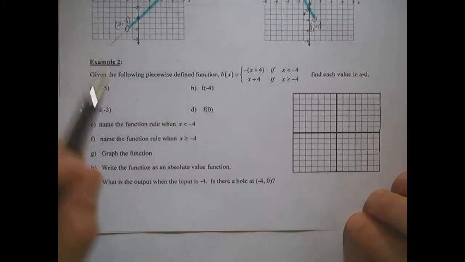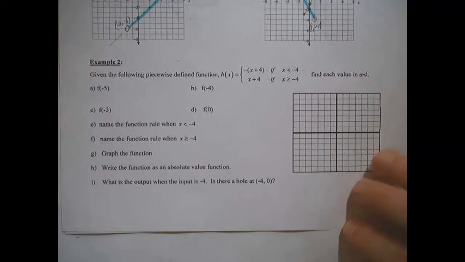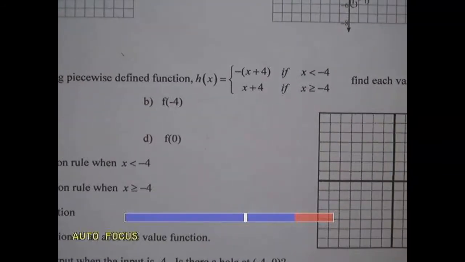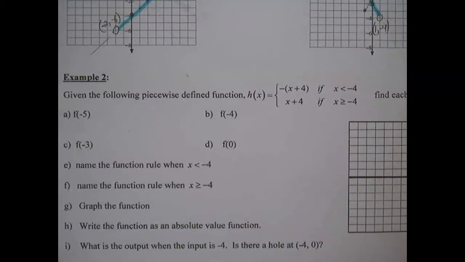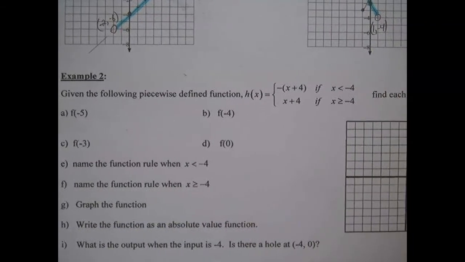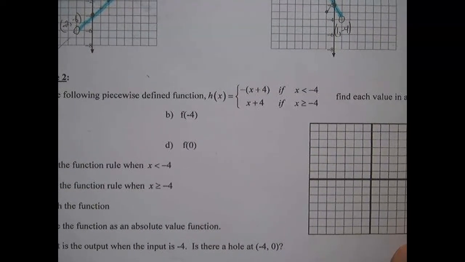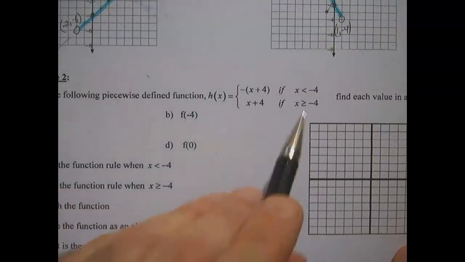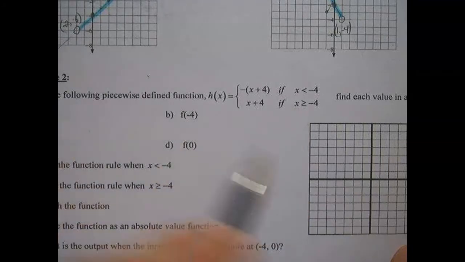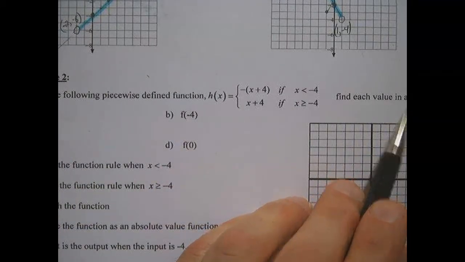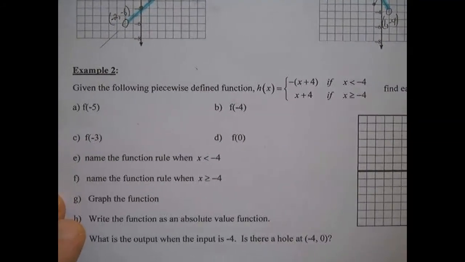So here's another piecewise defined linear function, and this one is going to end up being something else in addition to a piecewise defined linear function, as we'll see in a minute. So given the piecewise defined function h of x equals the opposite of x plus 4 for this interval and positive x plus 4 for this interval, we're going to find each value in a through d. Okay, so let's just think of how to use that function too. We're just evaluating for different values of this function.